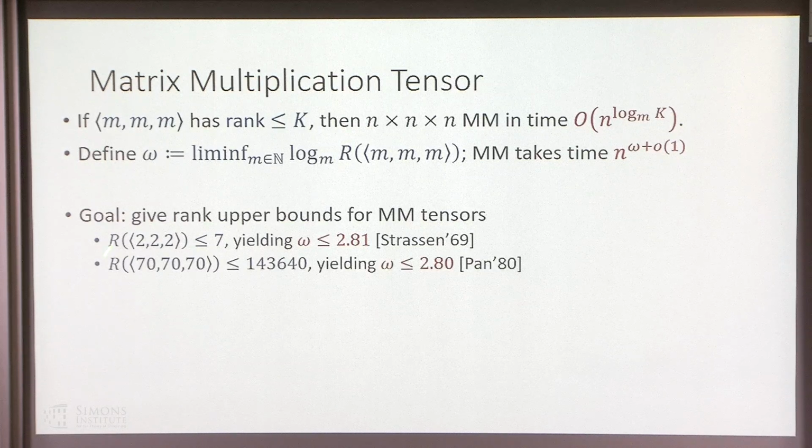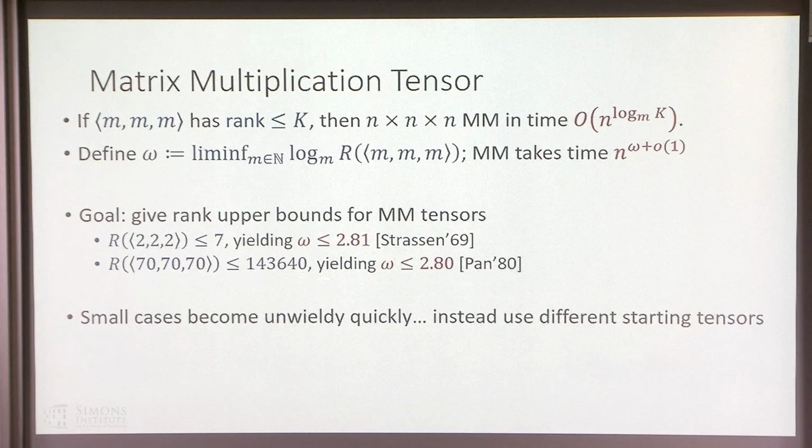Then for 70 by 70, Pan gave this monstrous upper bound, which still gives something better than Strassen. And you can try more and more. However, these matrices get unwieldy. It's very difficult to bound their rank. And in fact, even for 3 by 3 matrix multiplication, we don't know the best rank bound.